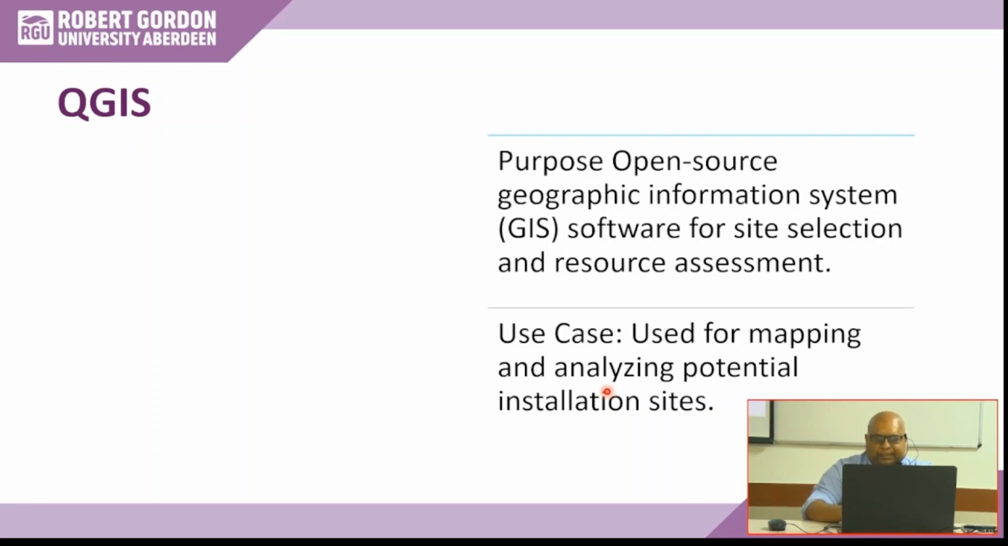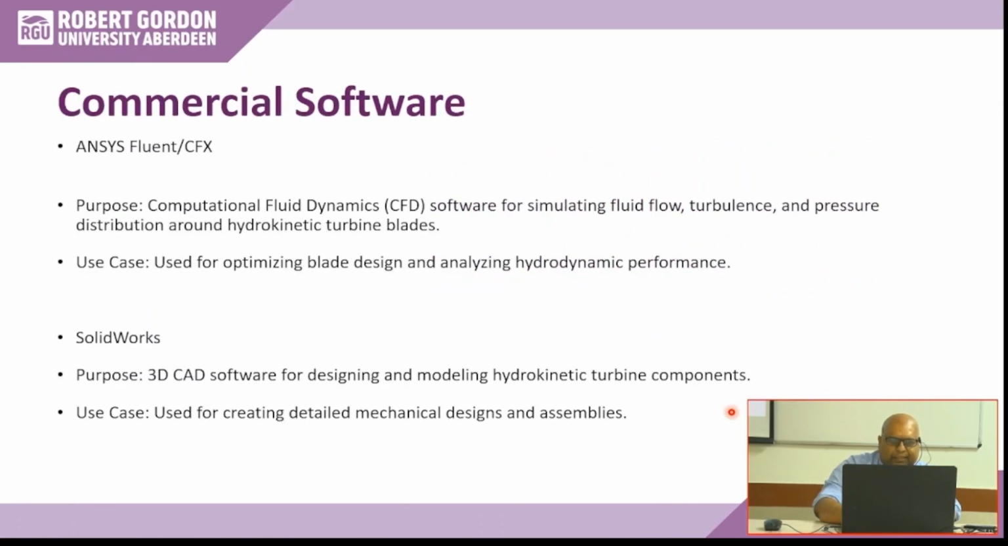Now another software that is very important is QGIS. So what is GIS? GIS is a geographic information system. QGIS is an open source geographic information system. This is for site selection and resource assessment. It is used for mapping and analyzing potential installation sites. Okay, where is that installation site that you want to put in?